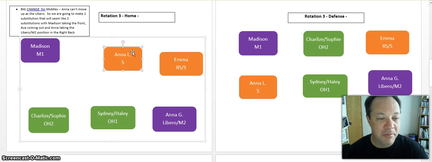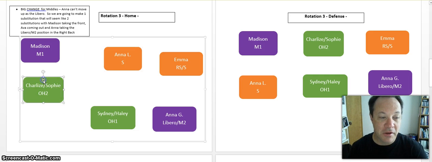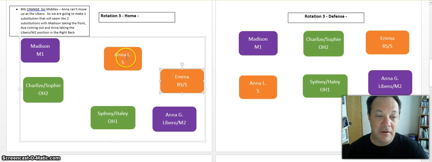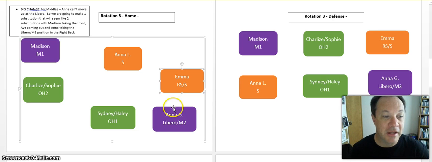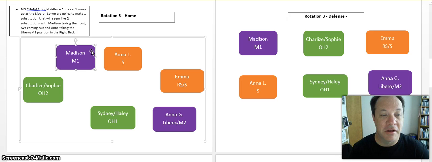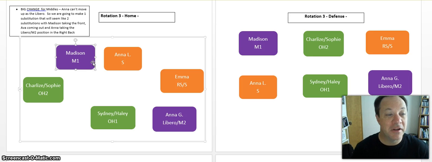That would then have us ready for two things. We could have an outside hitter on this side from Charlize. We could also then have this happen where Emma becomes a right side hitter, and Anna could set it back to Emma. And once again, then Madison could move in and actually be a middle hitter if that's necessary, so to do the middle as well. So that's basically our rotation three.